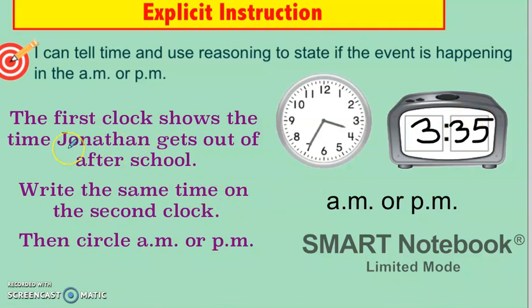Now let's look at our word problem again. It says Jonathan gets out after school. What does that mean? We need to remember, we need to circle AM or PM. Is after school in the morning or in the afternoon? Look at that key word, after. That would be afternoon. And our afternoon is PM. Yes, great job.